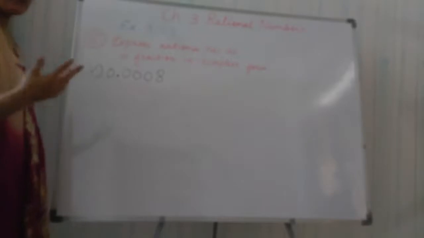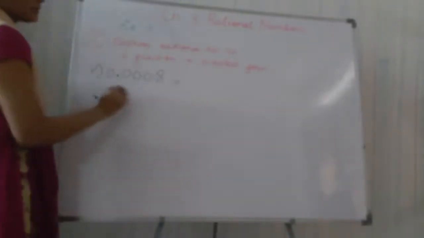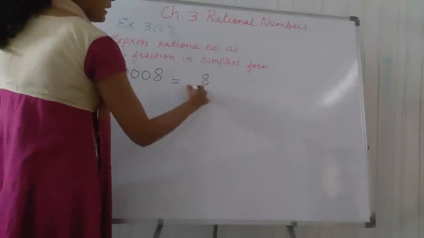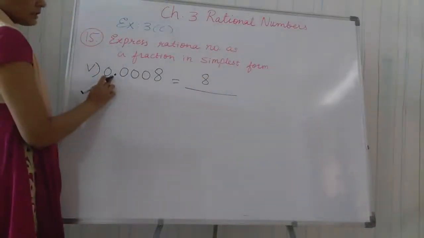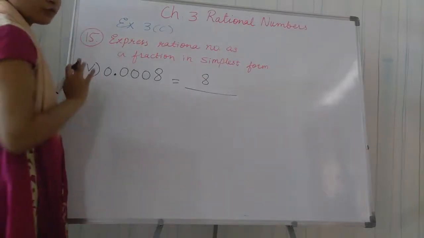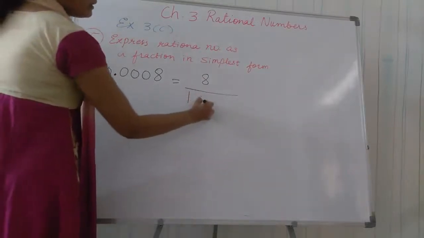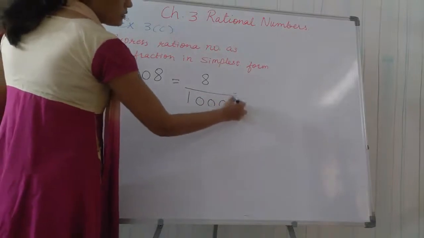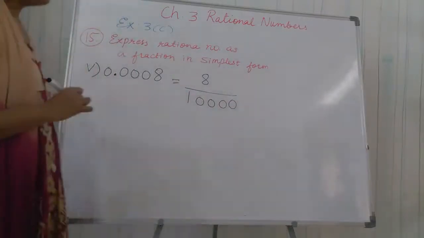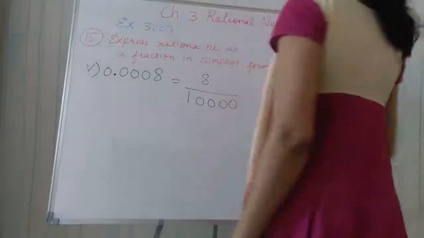Now students, question number 15, 5th number. This is the last question of our exercise 3C. Then there are MCQs which we are not going to solve. So now here, this is the number given to you in number 5. So we first change this number into fraction as 8 upon. Now after the decimal point 1, 2, 3, 4. 4 digits. So after the 1 I put 4 zeros. You see like this. Now we will cut this upside down by 2.